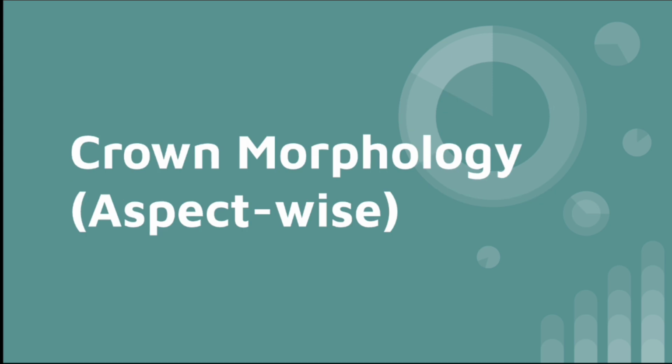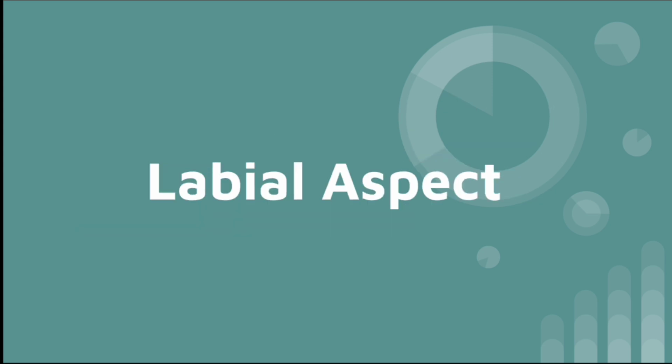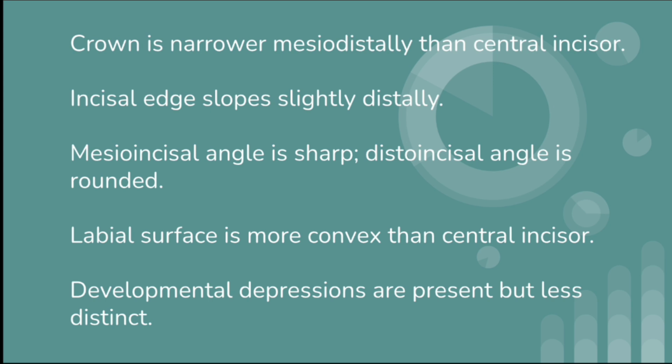So how does the crown look in each aspect? First is the labial side, the front side. It is narrower mesiodistally than the central incisor. The incisal edge is sloped slightly distally. The mesial incisal angle is sharp, and the distal incisal angle is a little bit rounded. The labial surface is more convex than that of the central incisor. These are some of the labial aspects.